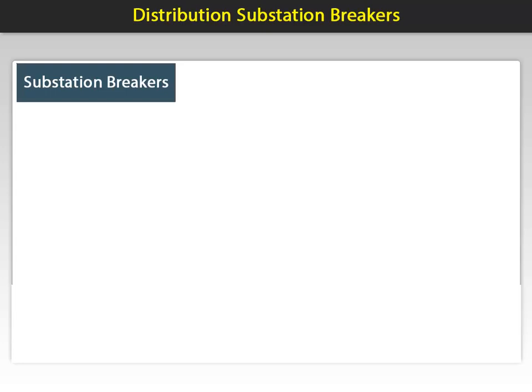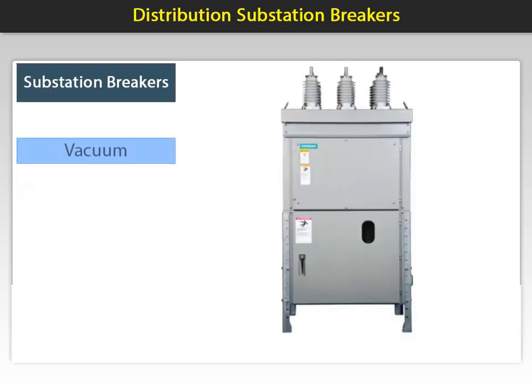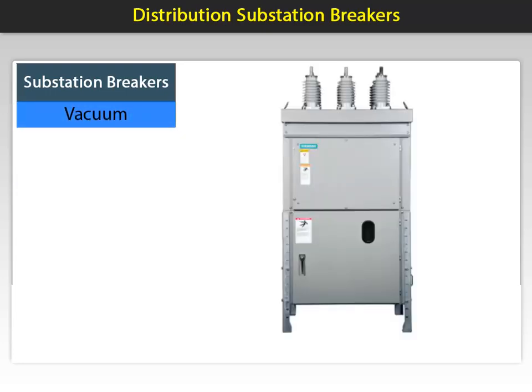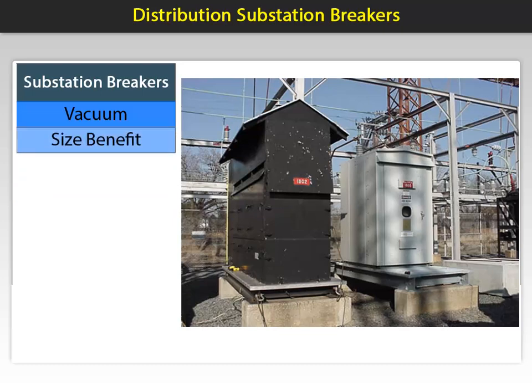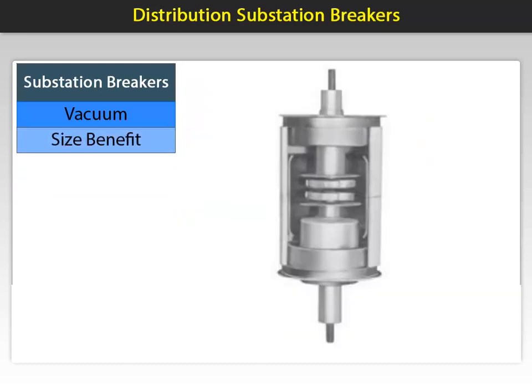First is the vacuum. Vacuum technology allows for higher interrupting ratings as well as a more efficient way to handle the arc, and as you see in this photo, alongside an air breaker it can be installed in a reduced size footprint. Here is the construction of the heart of the breaker, the vacuum bottle.